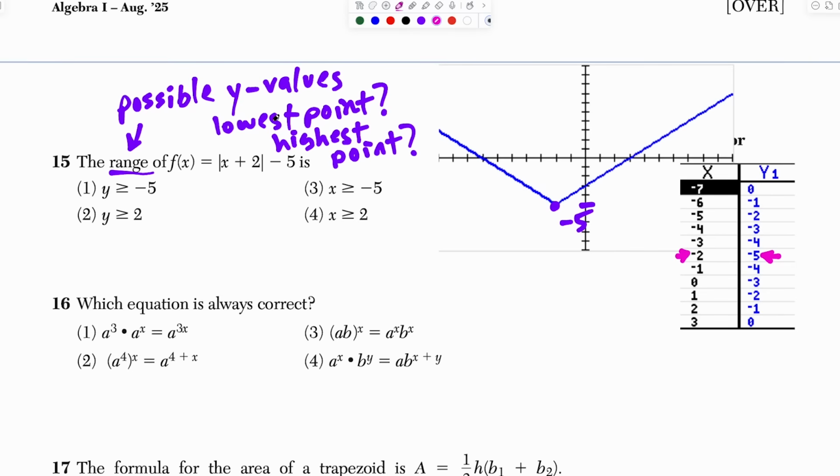So this tells us that the range, what are the possible y values? We have a lowest point. The y values of this graph are all either equal to -5 or above. So the y values are greater than or equal to -5, which tells us choice 1 is our answer.